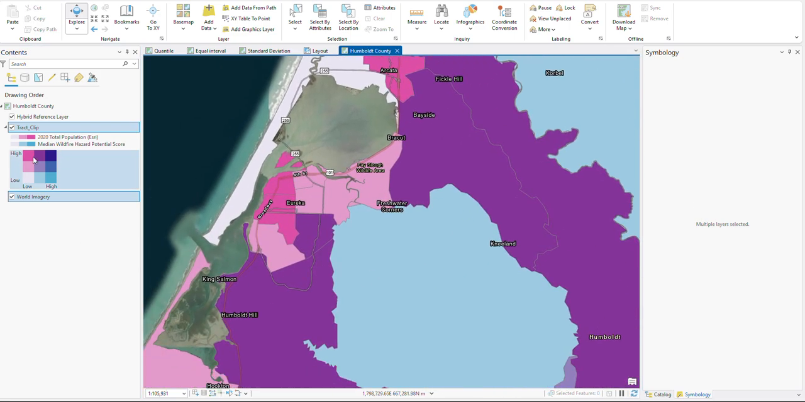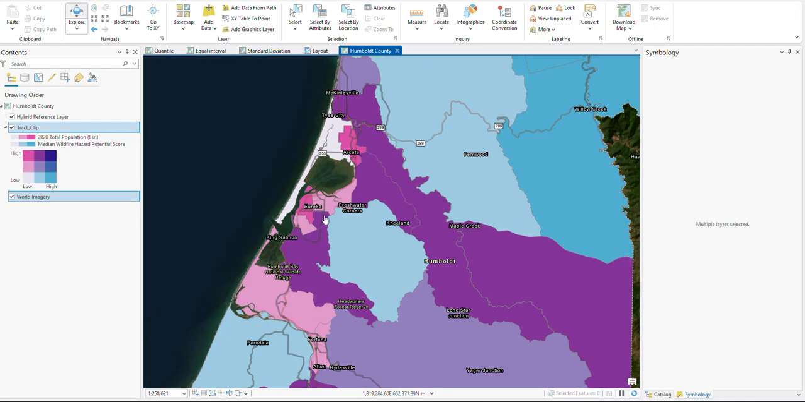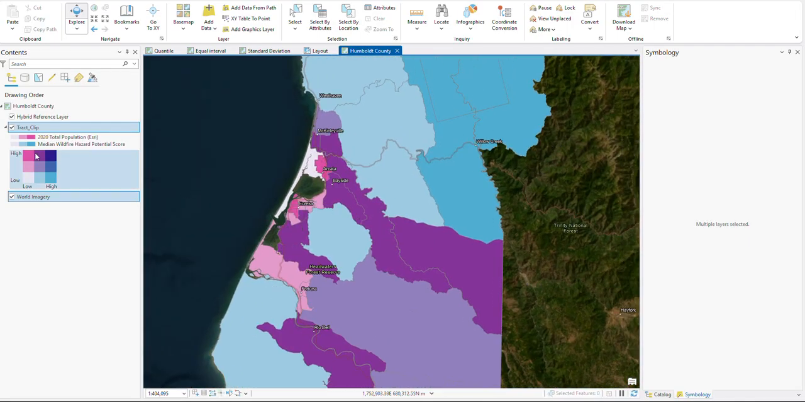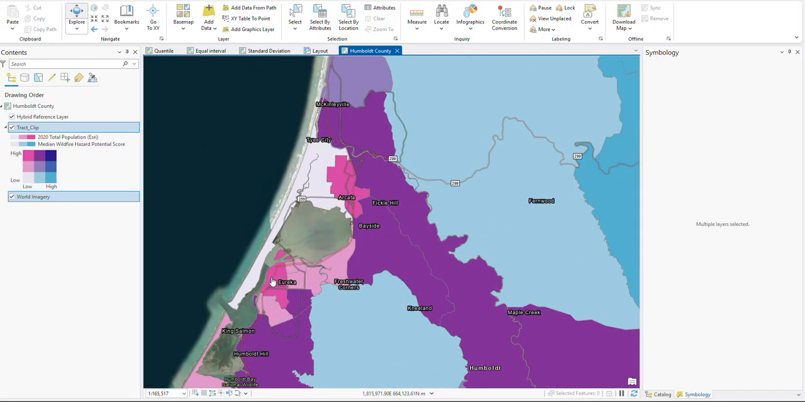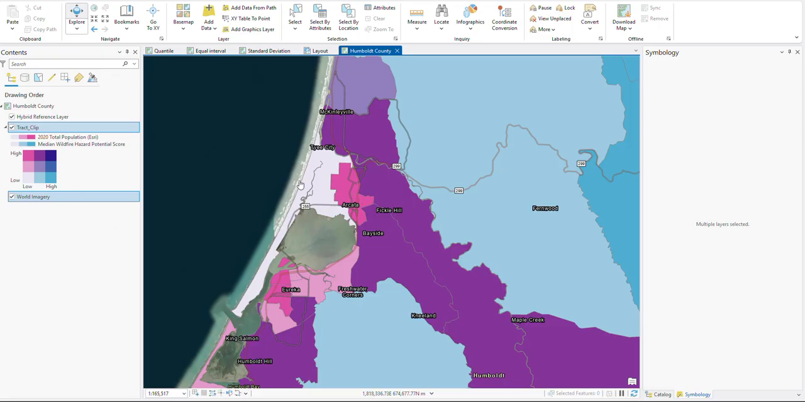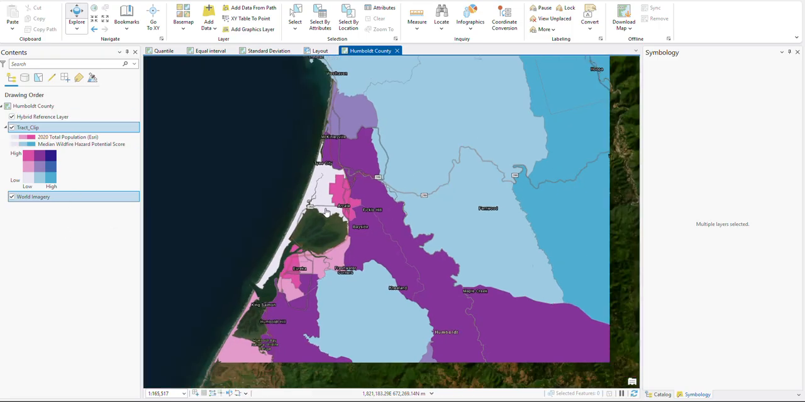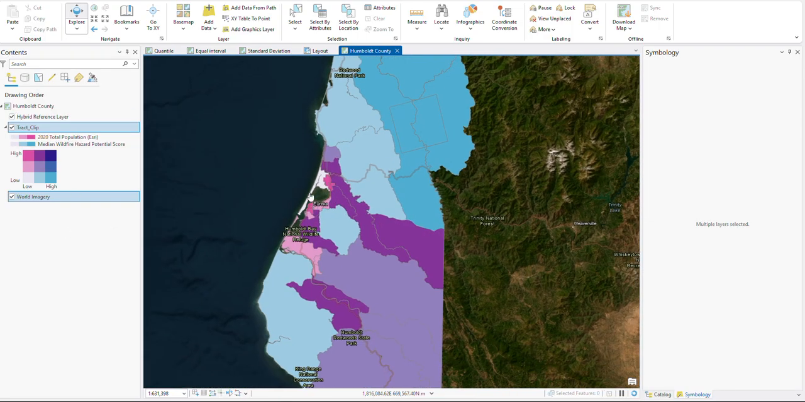Right, so these purple areas are really kind of the ones that stand out the most in this map as being the areas that have the highest potential wildfire risk and also are more populated areas. And if we look at the pink, for instance, those are high population areas that have low risk, right? So that'd be Arcata, Eureka, etc. Okay, so that's how the bivariate map works.